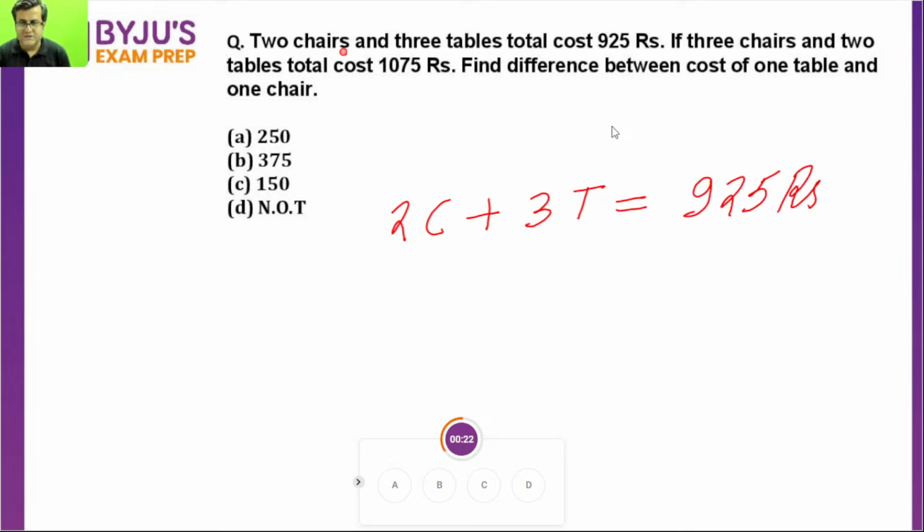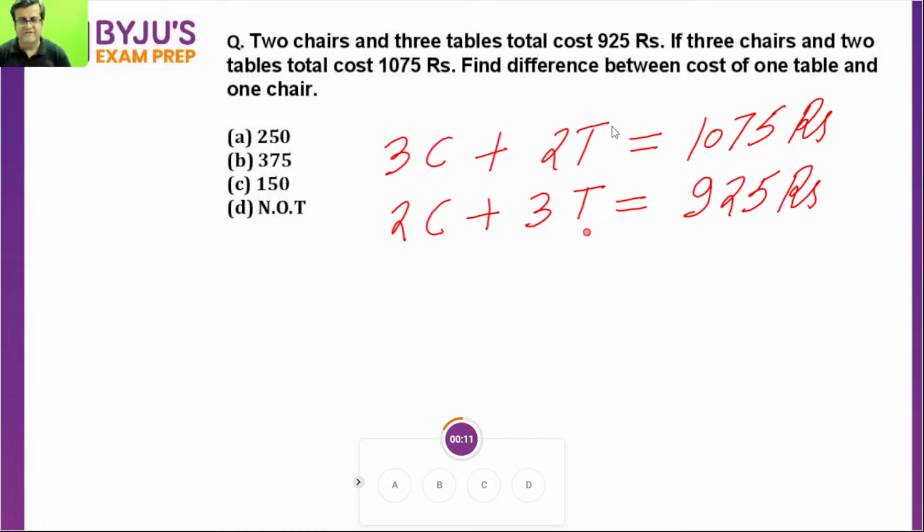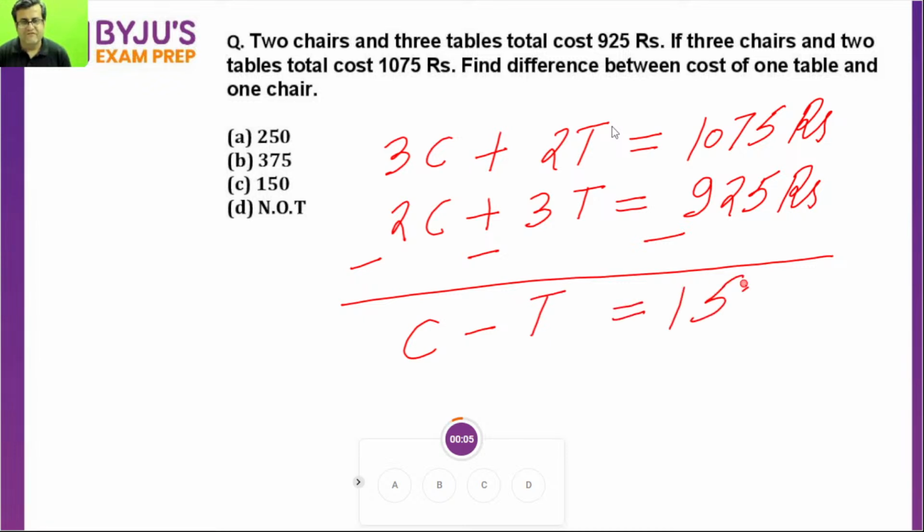Good. The first statement is saying 2 chairs plus 3 tables is equal to 925 rupees. If there are 3 chairs and 2 tables, the total value is 1075 rupees. If 2 chairs and 3 tables, 925 rupees. So if you subtract these 2 statements, you will get 3C minus 2C is C, 3T minus 2T is T. The gap is equal to 150 rupees.